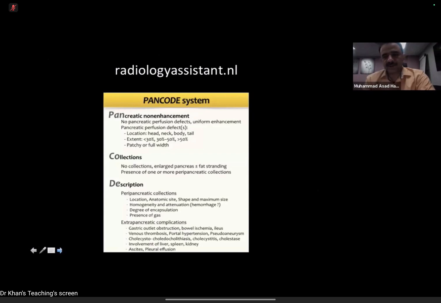The Radiology Assistant has a very good article about all these pancreatic collections. It has a system, the PANCODE system, they call it. I would highly recommend you go through the article and read it, because that can help you in defining and making a comprehensive report in the future.